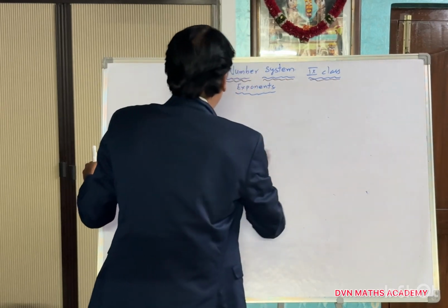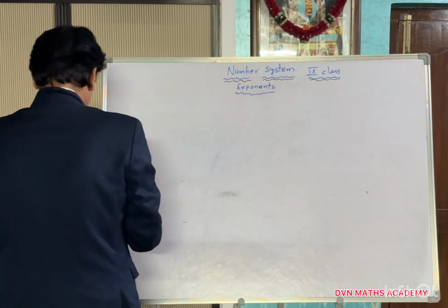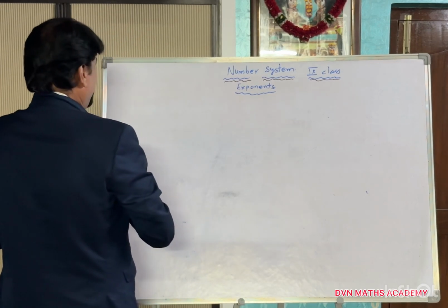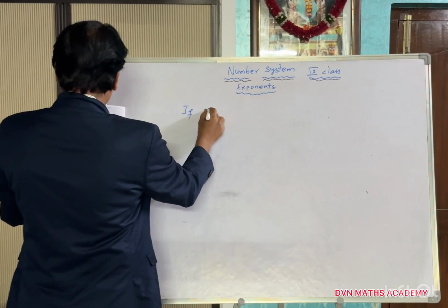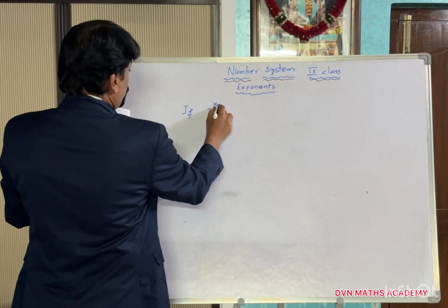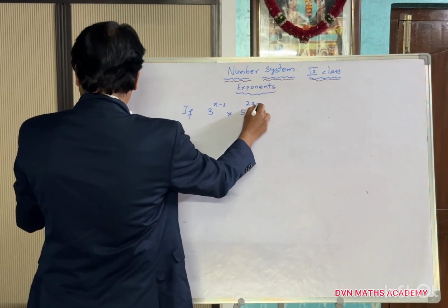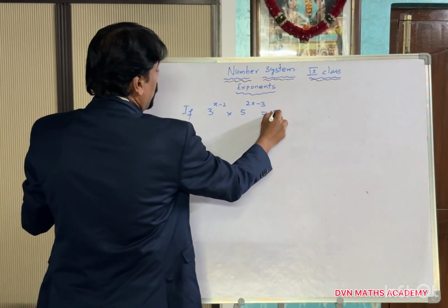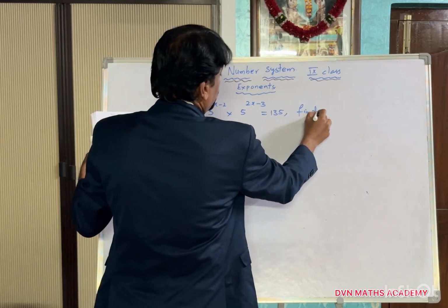I will go with the fourth question. This is very important and very interesting also. If 3 to the power of x minus 2 into 5 to the power of 2x minus 3 is equal to 135, find the value of x.